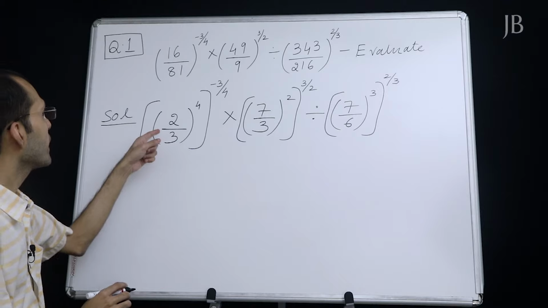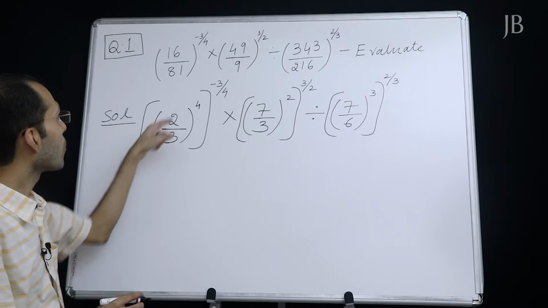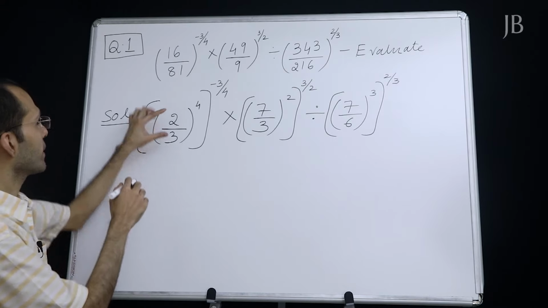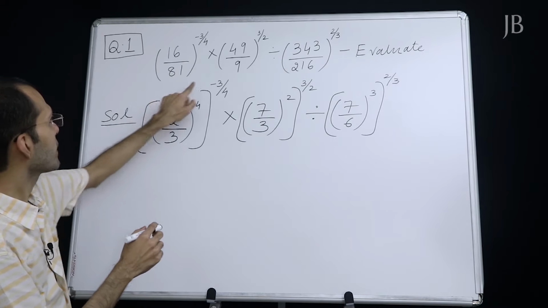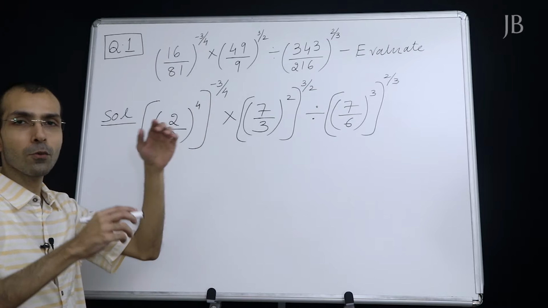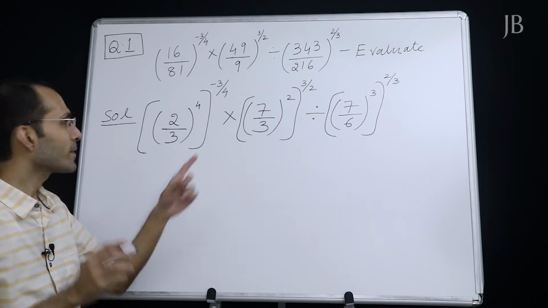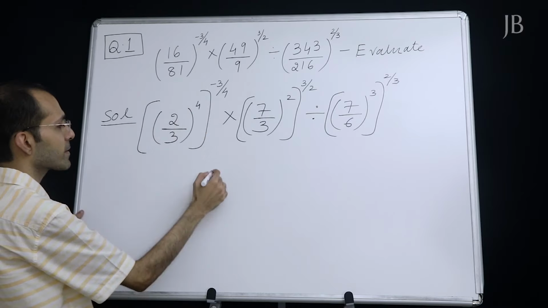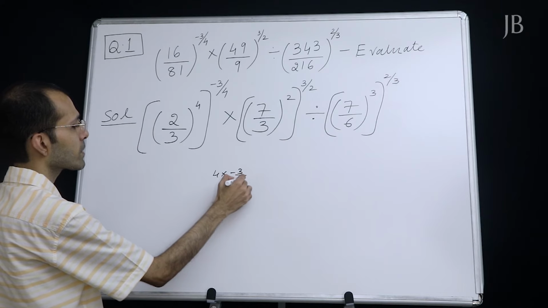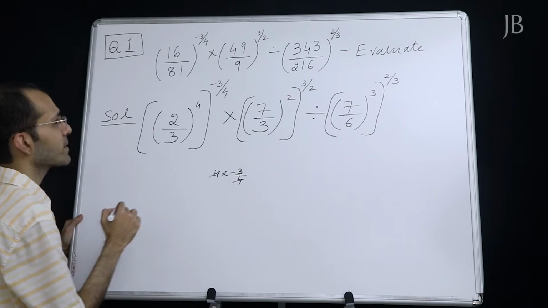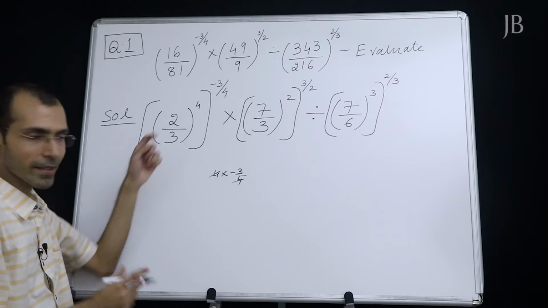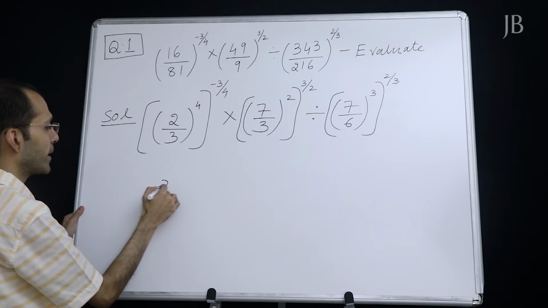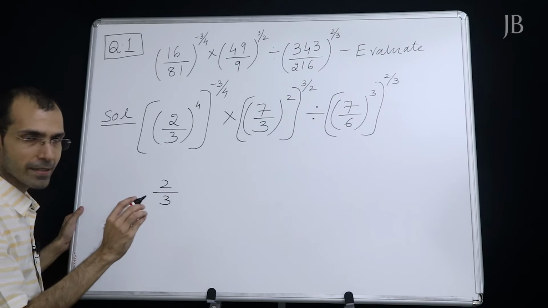Okay, now a raised to m the whole raised to n. Remember that law: a raised to m, the entire thing raised to n. So what is it? a raised to mn. The two powers have to be multiplied. So if I do 4 into minus 3 by 4, the two powers will get multiplied, so this will get cancelled. You will be left with minus 3.